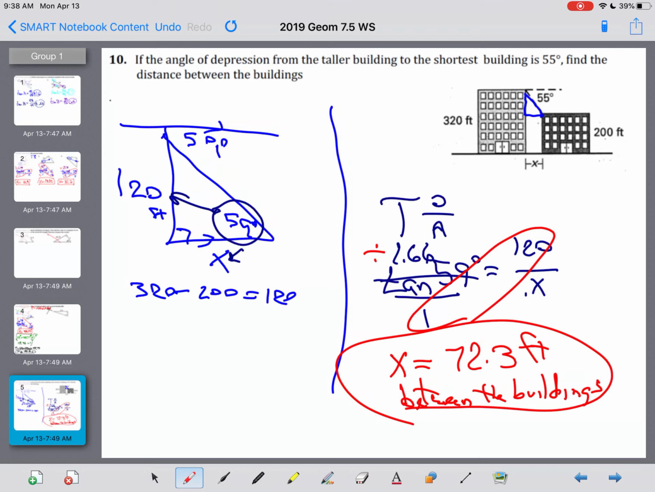Okay. My question is, why couldn't you just take a tape measure and measure between the buildings on the ground down here? So, okay.